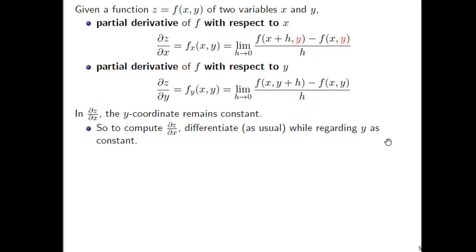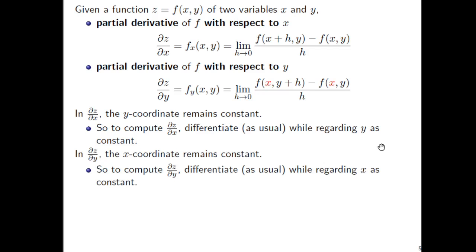The thing to note, though, as similar as these look, is that in dz over dx, the y coordinate remains constant. So you'll see these two y's highlighted in red to really indicate, look, we're evaluating this function at the x value x plus h and the y value y, and then the next time we evaluate the function, it's at the x value x and the y value y. So the y coordinate remains constant, and that's actually key to figuring out how to practically compute this partial derivative. To compute dz over dx, you just differentiate in the usual sense while regarding y as a constant.